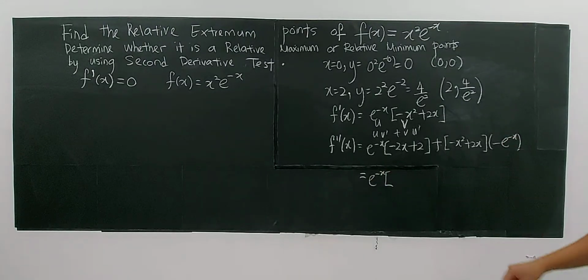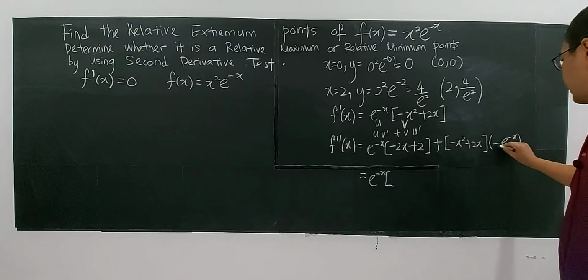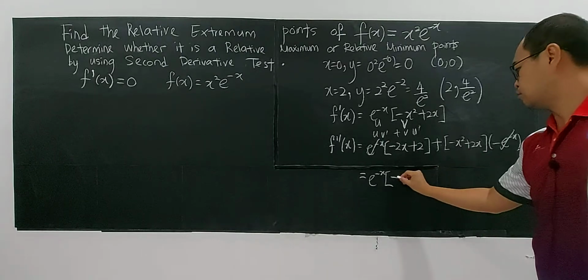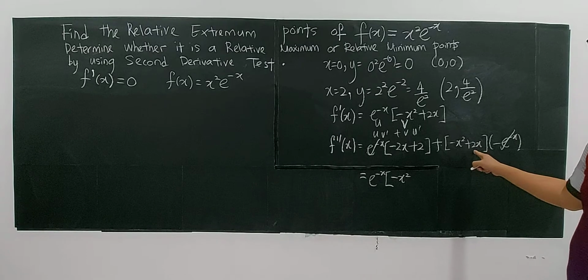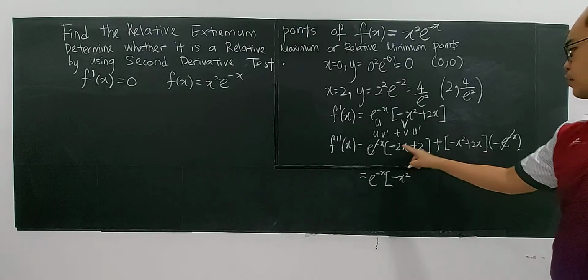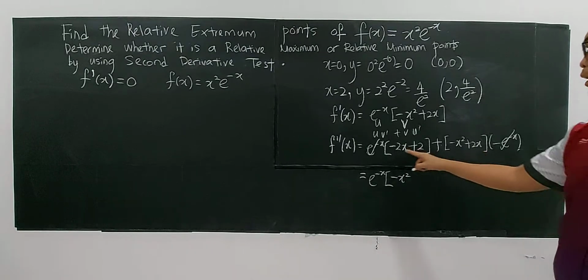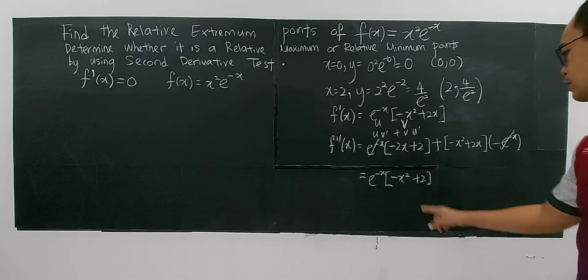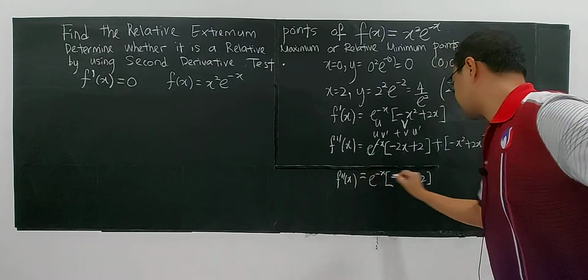So inside you will have negative x to the power of 2. You have taken out these two, right? So you will still have negative x to the power of 2 as the highest degree, plus 2x minus 2x, you have 0, and plus 2. So this is your second derivative.